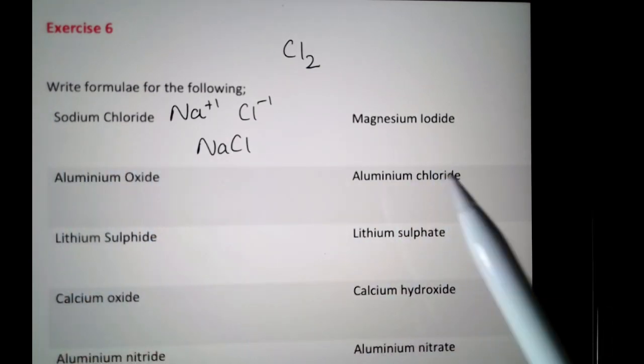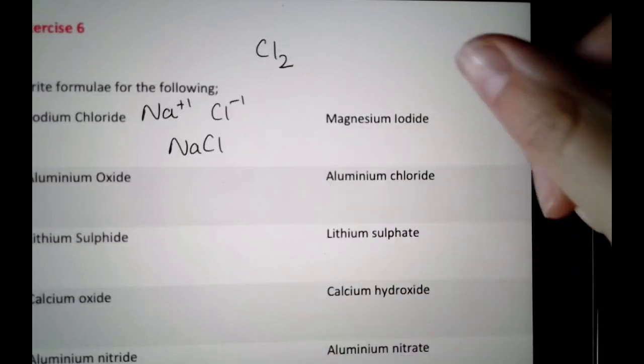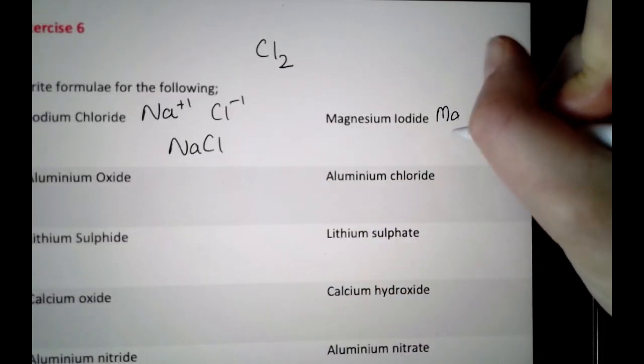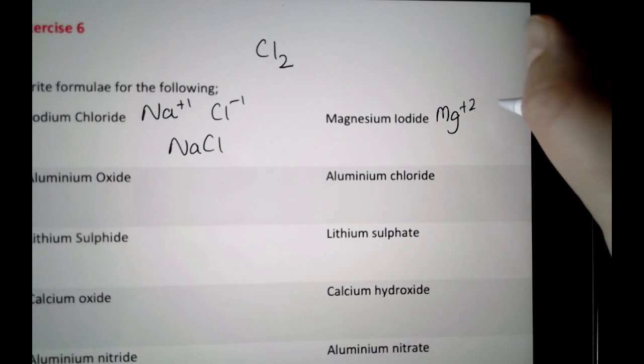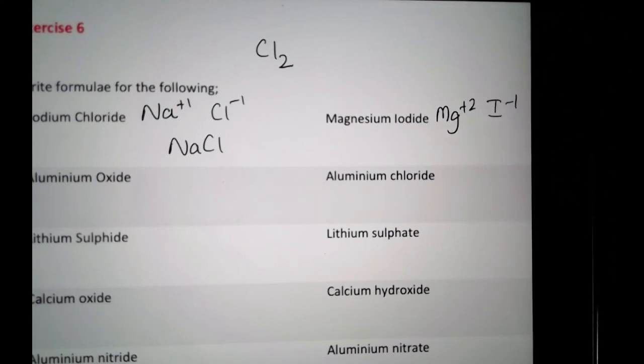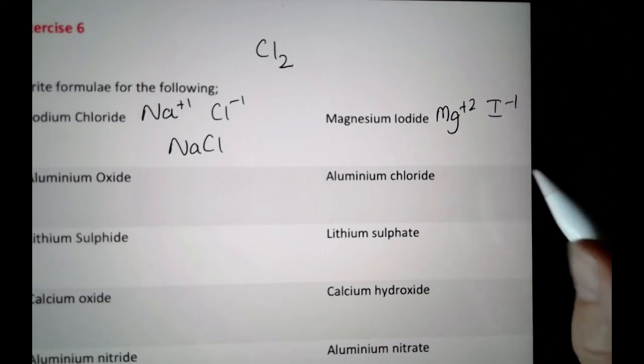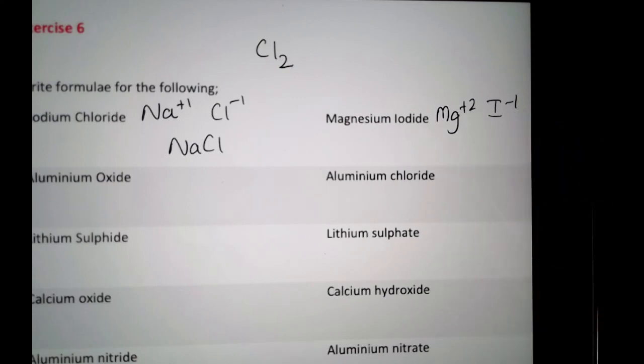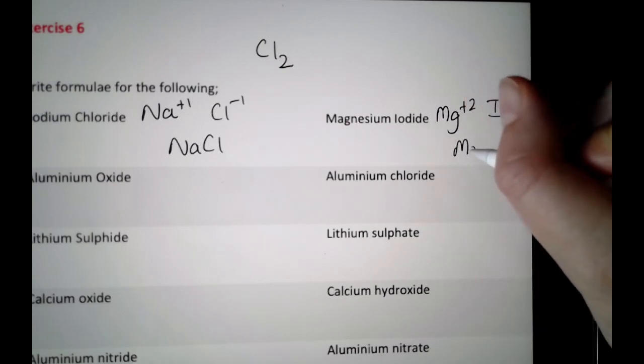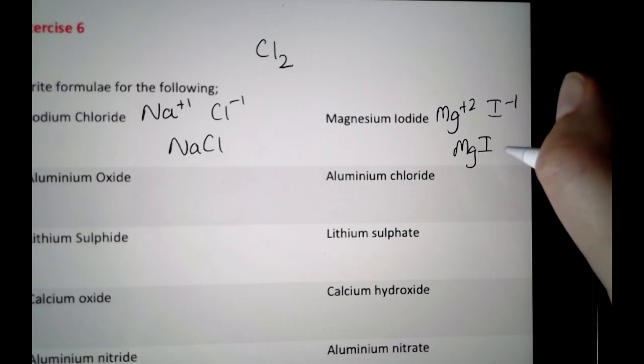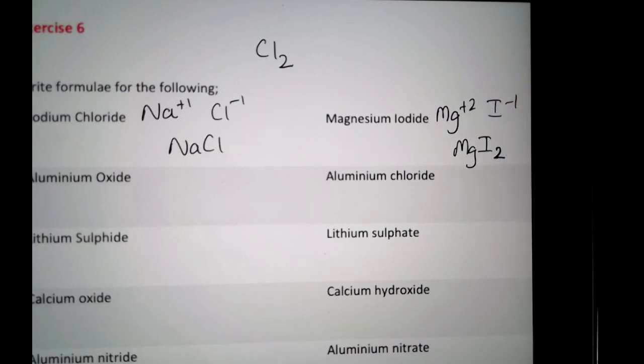Next example I've got is magnesium iodide. Magnesium is in group 2. It's got a +2 charge. Iodine is in group 7. It's got a -1 charge. These charges do not cancel out. I've got 2 positives and only 1 negative. To make them cancel out, I'm going to need 2 negatives to balance out those 2 positives, and I do that by adding a small number 2 after the iodine.